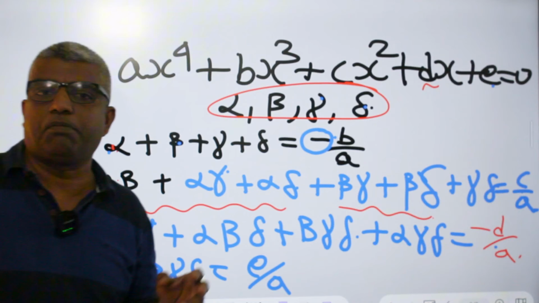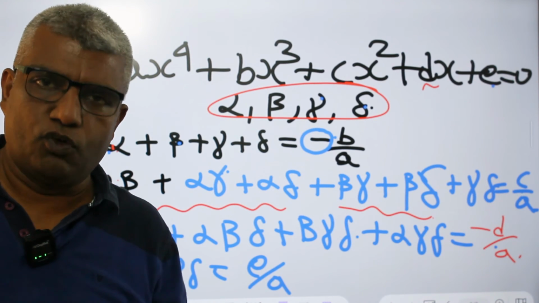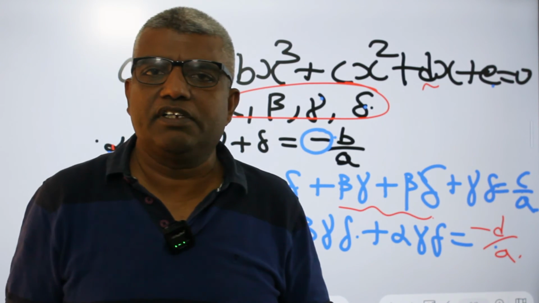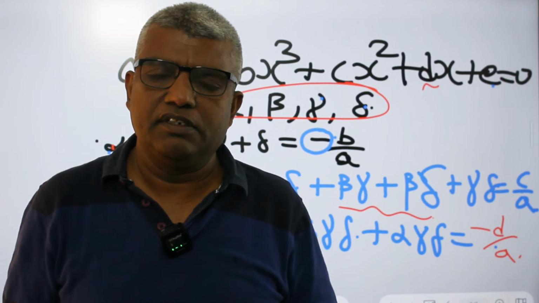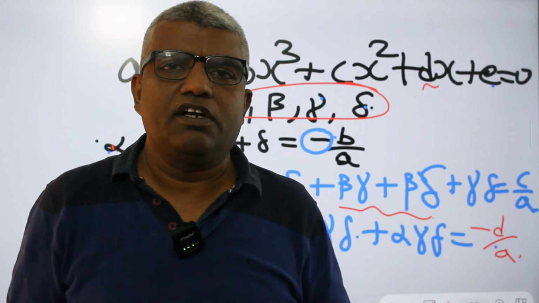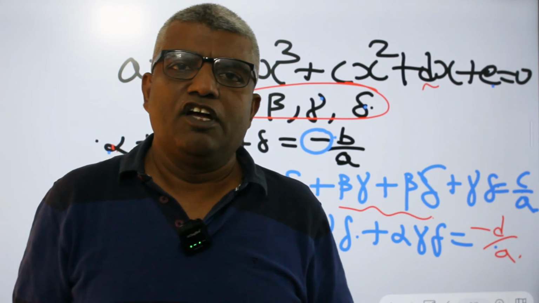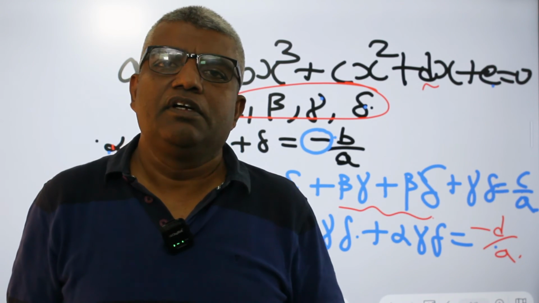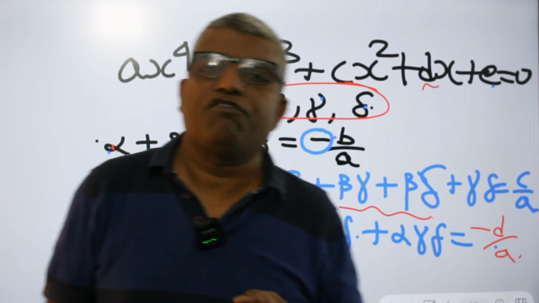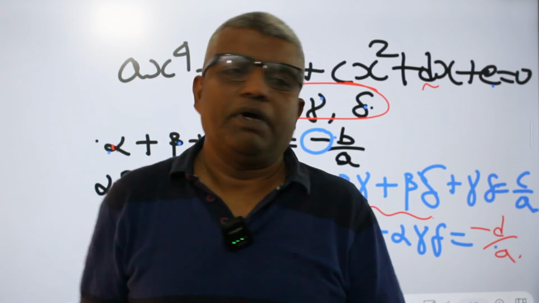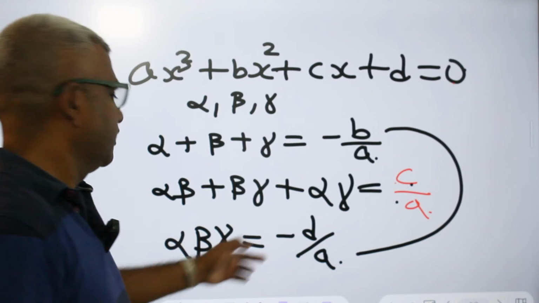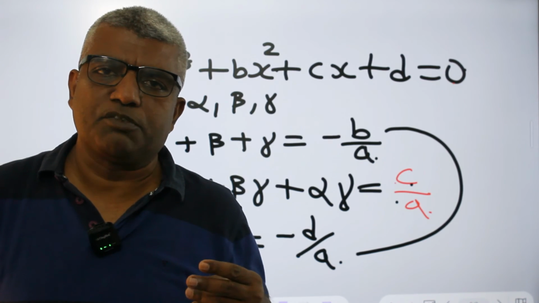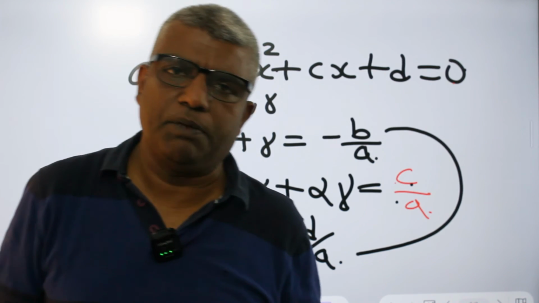So we have found the zeros of the polynomial for the quadratic equation, cubic equation and biquadratic equation. Quadratic equation: alpha plus beta is minus b by a, alpha beta is c by a. For the cubic equation: alpha plus beta plus gamma is minus b by a, alpha beta, beta gamma, alpha gamma is c by a, alpha beta gamma is minus d by a. For the biquadratic equation: alpha plus beta plus gamma plus delta is minus b by a.